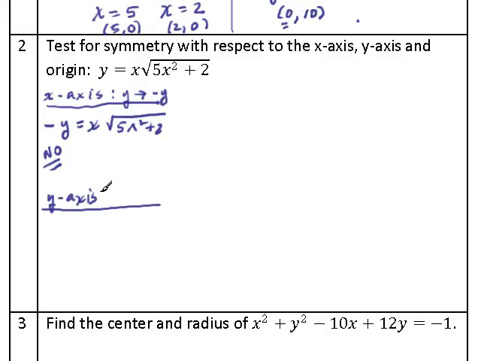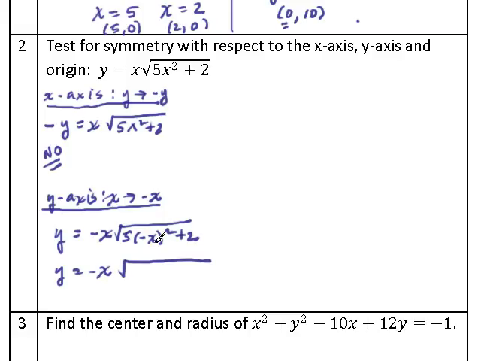So no x-axis symmetry. Let's try y-axis. So we would replace x with minus x. And we would get y is equal to minus x square root of 5 times minus x squared plus 2. Now this, we can open parentheses, squaring this out, and we get 5x squared plus 2. Since the exponent here is even, minus x squared is just equal to x squared. This is not the same as the original. All right, so no y-axis symmetry.